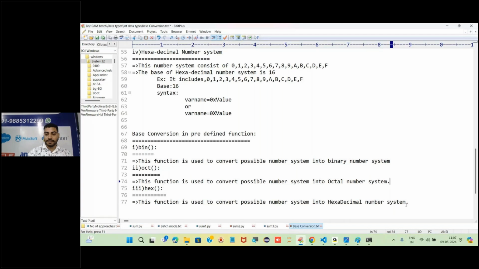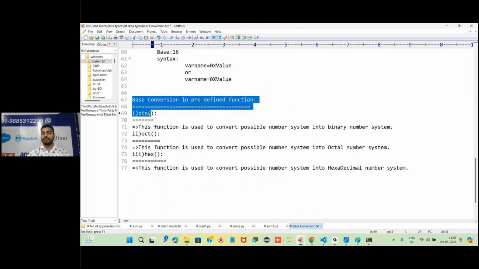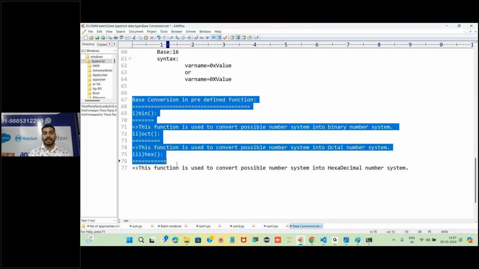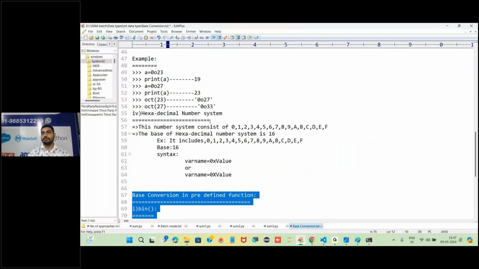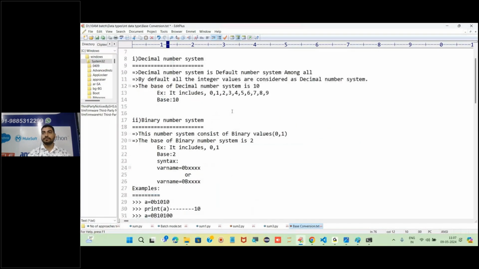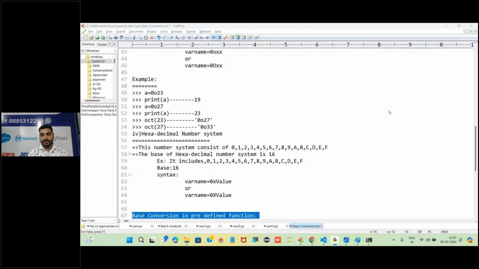Okay. Simple it is. So this is how we can use the inbuilt functions. These are inbuilt functions: bin, oct, and hex. And this is how we can convert the numbers. Getting it? Simple it is. Any doubt? Fine. Next, online students, do you have any doubt? Fine. Shall we go ahead?